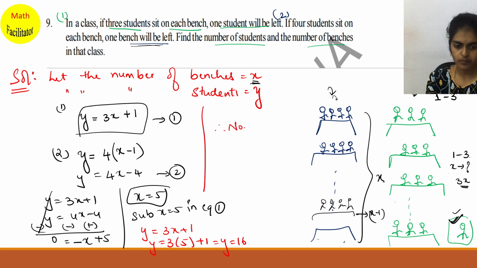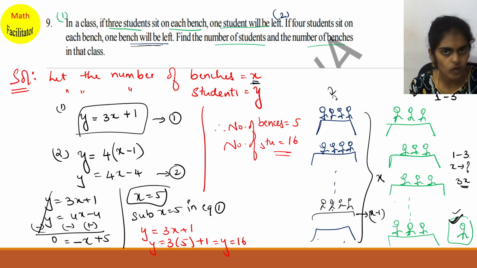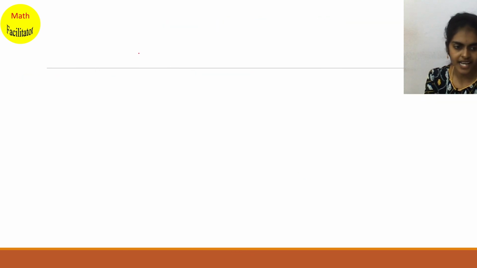So therefore number of benches are how many? Number of benches are 5. X is the number of benches, and number of students are how many? Number of students are 16. Now let us check these two conditions. Now you got the answer. So you actually have number of benches are 5 and number of students are 16.